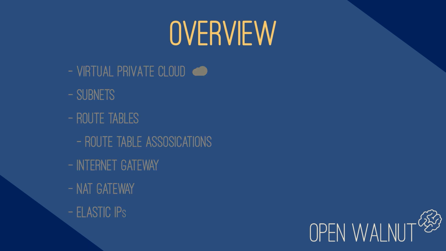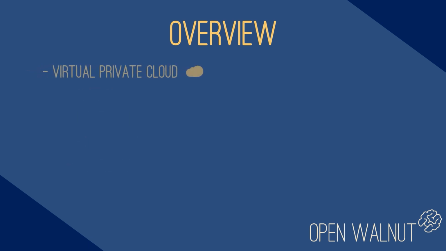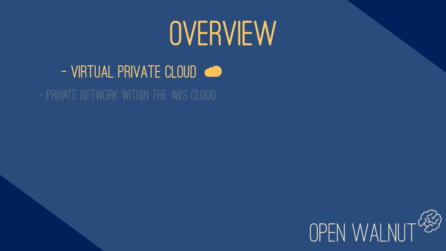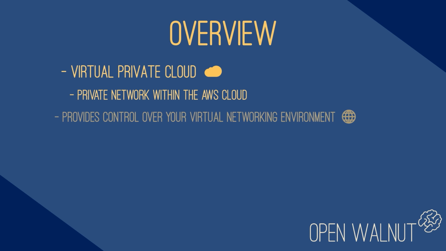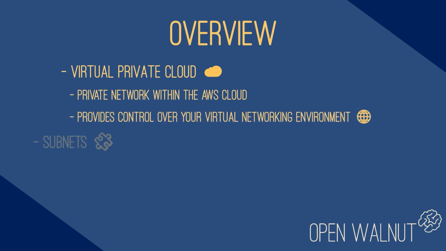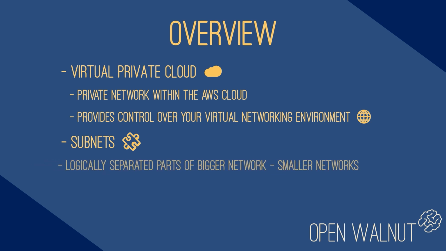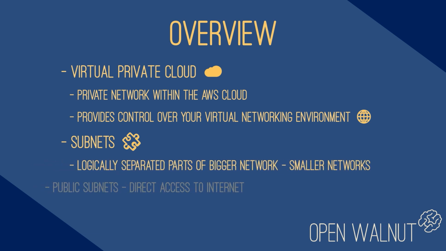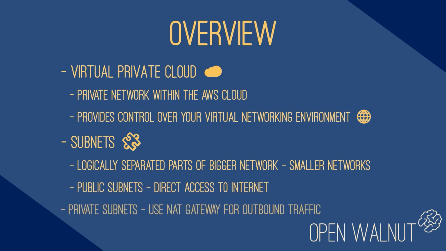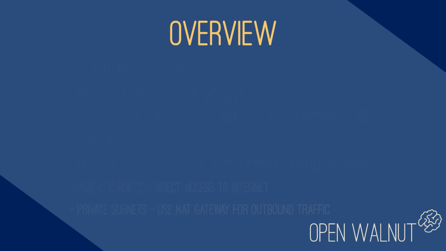First of all, we have Virtual Private Cloud, VPC for short, which is a private network within the AWS cloud where you can launch AWS resources. It provides you with control over your virtual networking environment, including IP address ranges, subnets, route tables, and network gateways. Within our VPC, we will create both public and private subnets. Public subnets will have direct access to the internet. We will place resources here that need to be publicly accessible, such as web servers. Private subnets, on the other hand, will not have direct access to the internet. Instead, they will use a NAT Gateway for outbound internet traffic, making them ideal for databases and application servers that don't need to be directly accessible from the internet.